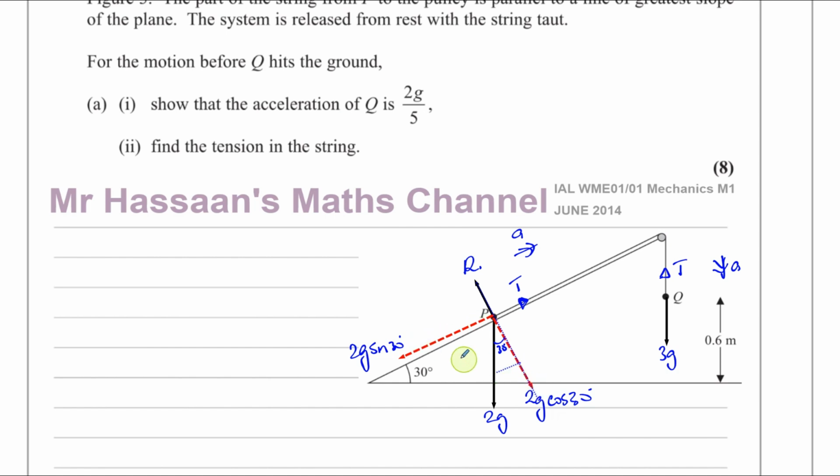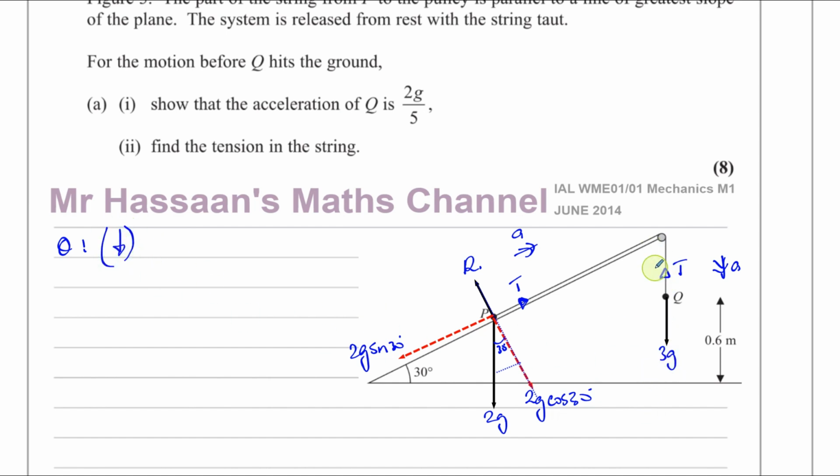They are not new forces. They are just this force split up into its two components. And we always consider the direction of motion of something and perpendicular to that motion. So now we're going to resolve the forces parallel and perpendicular to the plane, and also for Q. For Q, we're just going to think of vertically. So Q is going to move down. So I'm going to take down as positive because Q is going to fall to the ground.